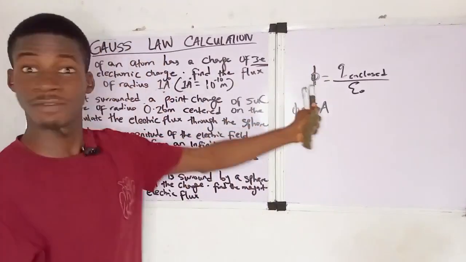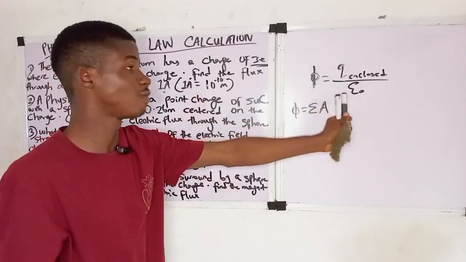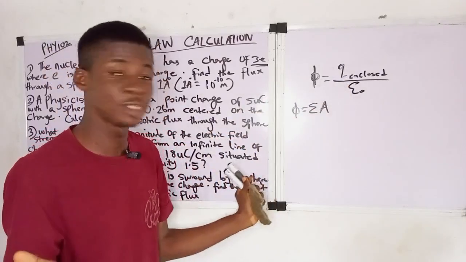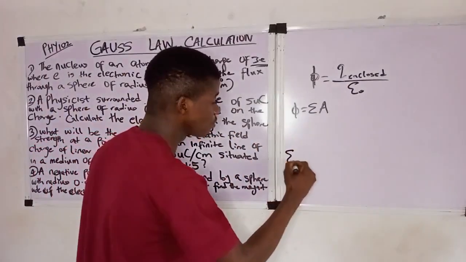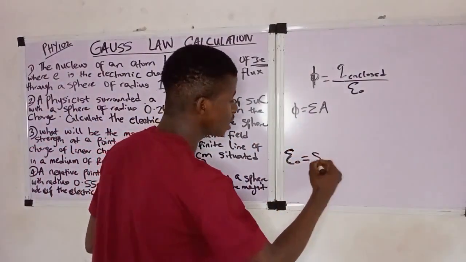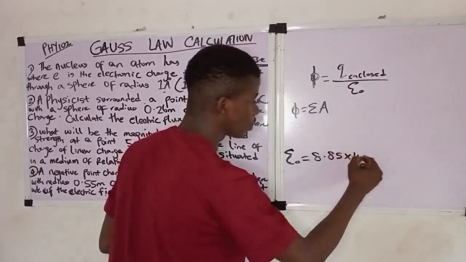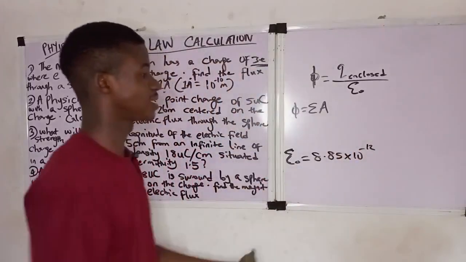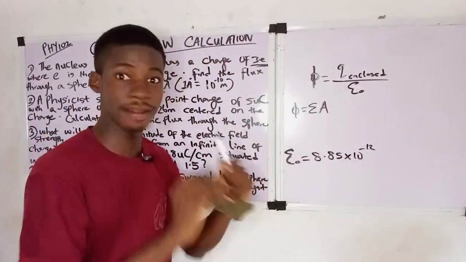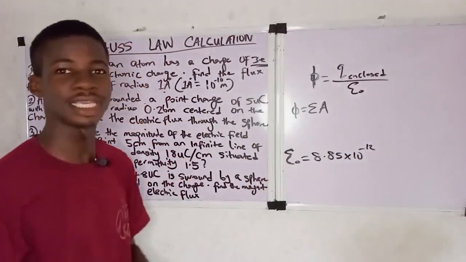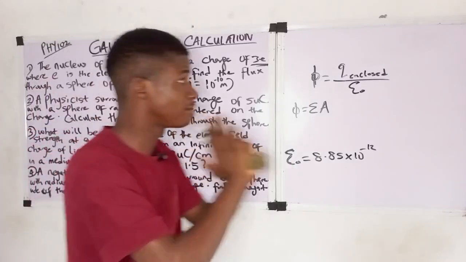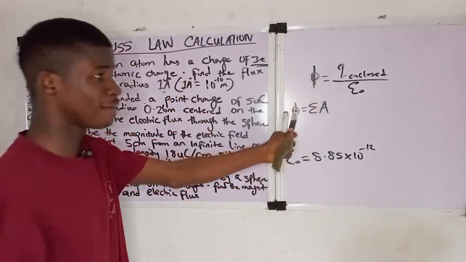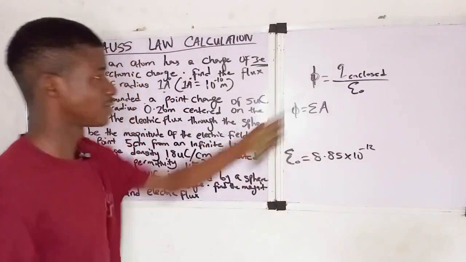Gauss law tells us that flux is equal to charge enclosed over the permittivity of free space. Remember, the value of the permittivity of free space is 8.85 times 10 raised to power minus 12. Know this value, it's very important. So if you want to solve for flux, use Gauss law. This is the simplest way. Just forget about the other one and use this one directly.